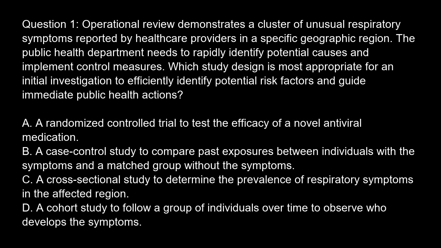health actions? Option A. A randomized controlled trial to test the efficacy of a novel antiviral medication. Option B. A case control study to compare past exposures between individuals with the symptoms and a matched group without the symptoms. Option C. A cross-sectional study to determine the prevalence of respiratory symptoms in the affected region. Option D. A cohort study to follow a group of individuals over time to observe who develops the symptoms.